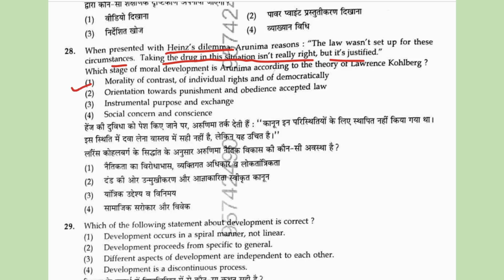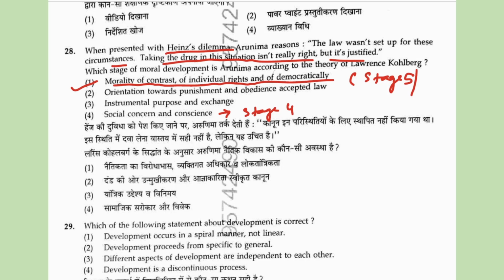So I'm going to go with option one, which is morality of contract, of individual rights and of democratically accepted law. I don't know what, but basically, I think this is stage five. Arunima is in stage five. In stage four, where we are talking about social order, they've called it social concern and conscience. I don't know which stage this is, because stage four is social law and order, where you believe that the law should be the same for everybody. When you reach stage five in the post conventional level, you basically say that yes, law should be same for everybody, but there are individual differences.